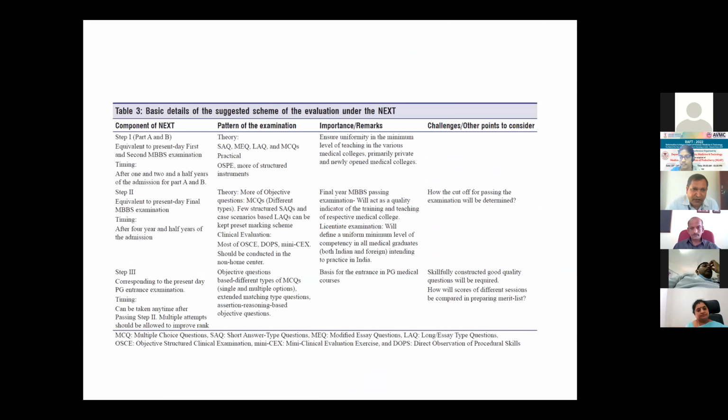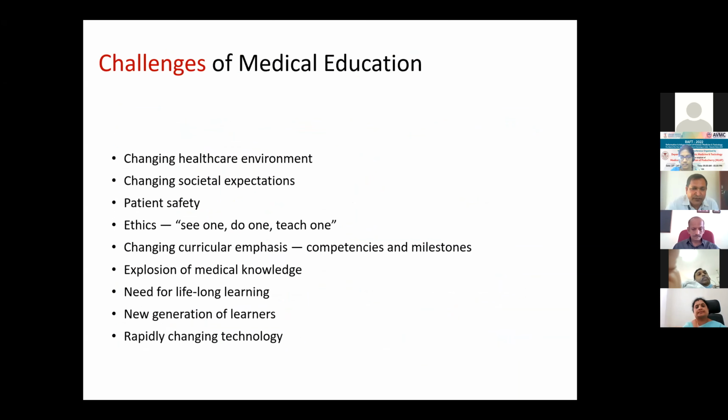Finally, and not the last, nowadays the government or the NMC is going to start the NExT exam, which will have a pattern of examination based on the teaching methods, and which can decide the future of the candidates. Every day, new technology is advancing, and there are challenges in medical education which can reflect on the teaching platform of the students. Thank you.